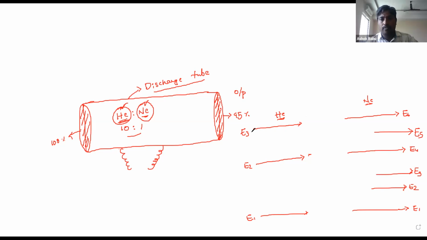The E3 energy level of helium is almost equal to E6 of neon. That's why I am representing them at equal levels. The E2 of helium is equal to E4 of neon. That's why in the diagram I am also representing them equally. The energy of E3 of helium is equal to E6 of neon, and E2 of helium is equal to E4 of neon. So using the pumping mechanism, what will happen?